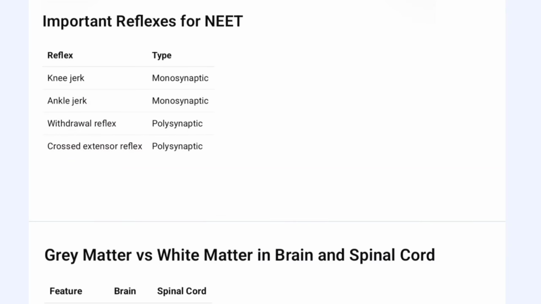Here are some important reflexes for NEET exam. Number one is knee jerk reflex, which is a monosynaptic reflex, ankle jerk, which is monosynaptic reflex, withdrawal reflex, which is polysynaptic reflex, crossed extensor reflex, which is polysynaptic reflex.